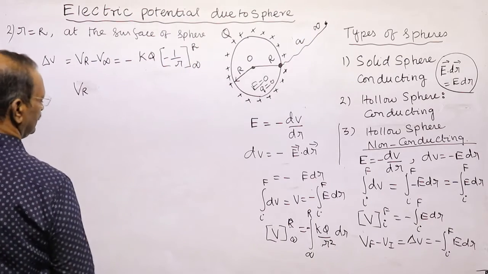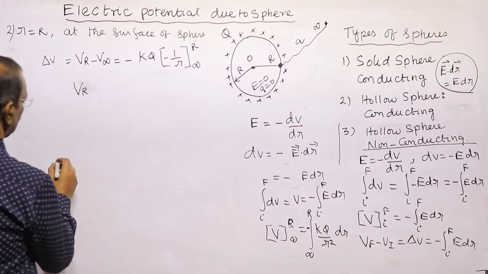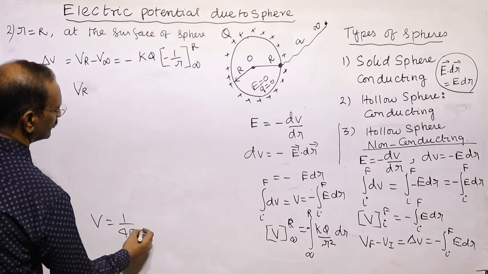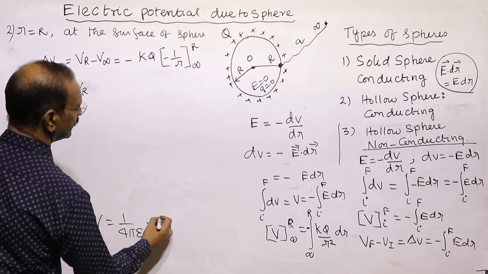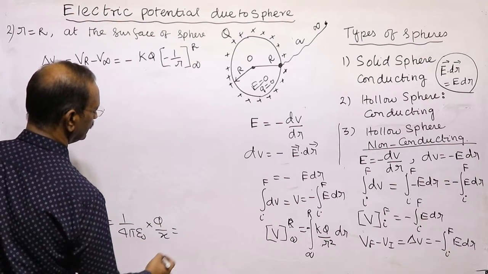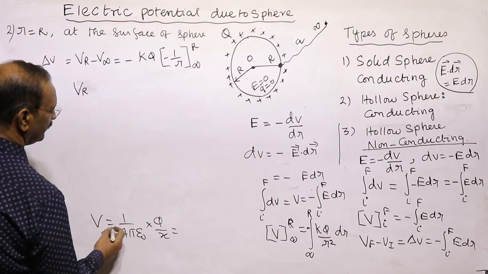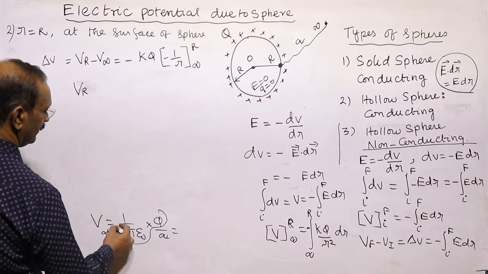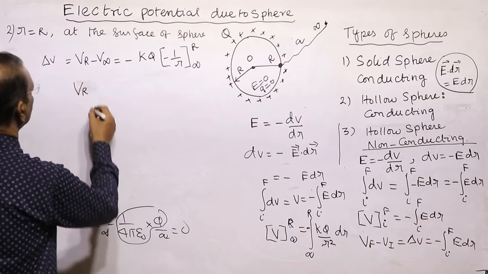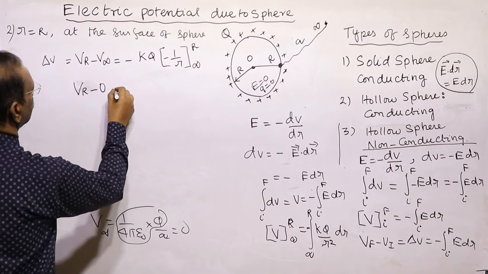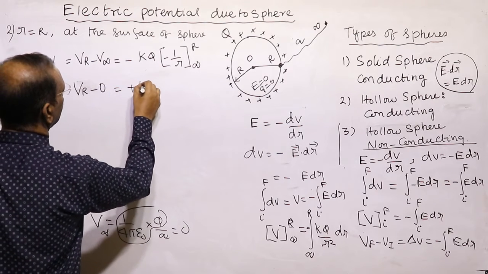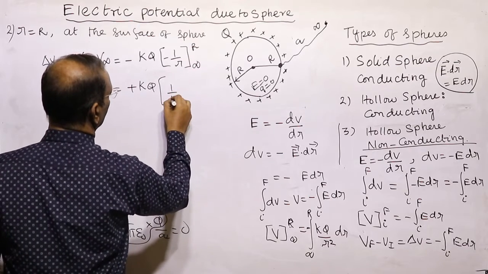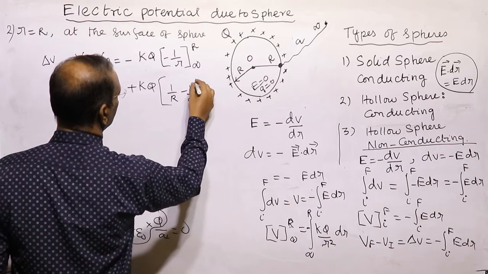So V_R minus, what is V infinity? Potential is equal to 1 by 4 pi epsilon naught into charge divided by distance. Here V at infinity means we replace the distance with infinity, and anything divided by infinity is equal to 0. So 0 is equal to plus KQ, and we apply the limit, 1 by R minus 1 by infinity.